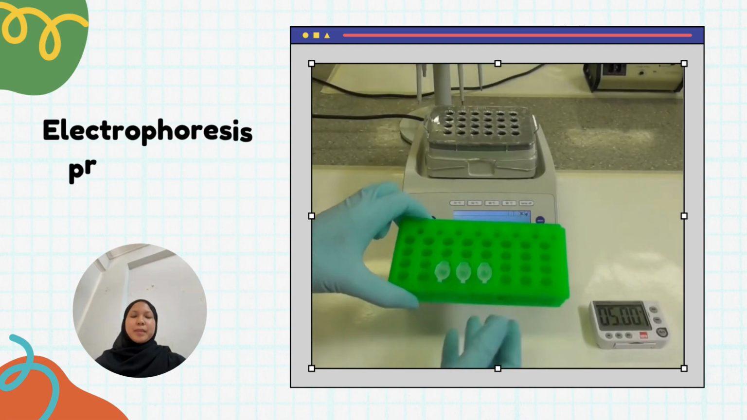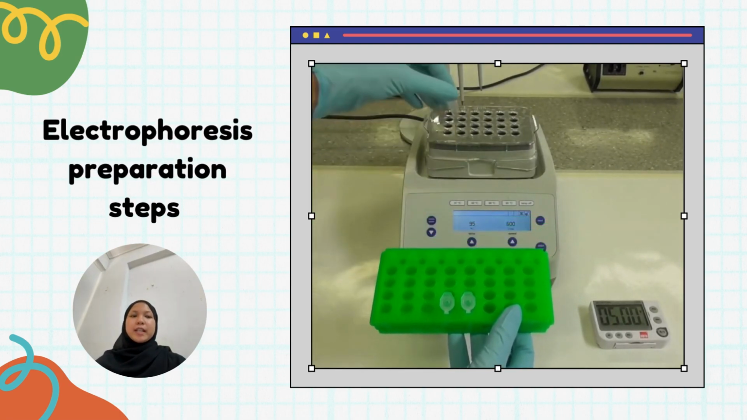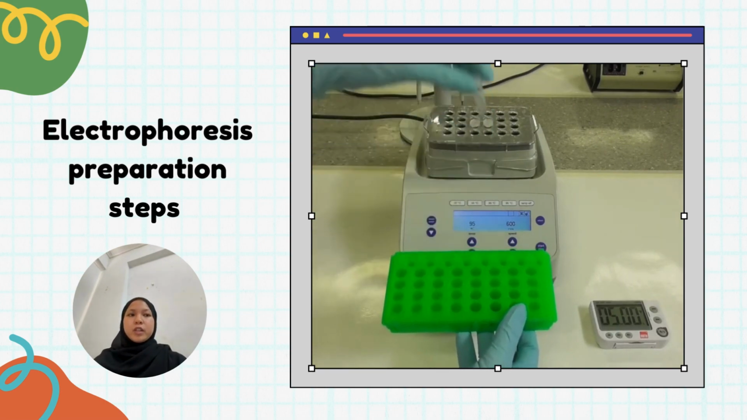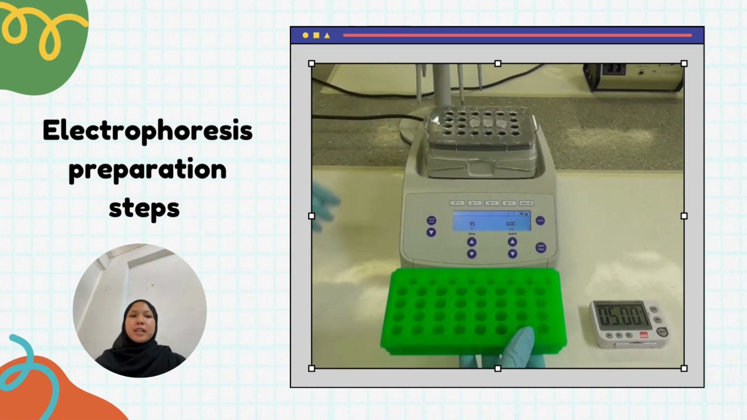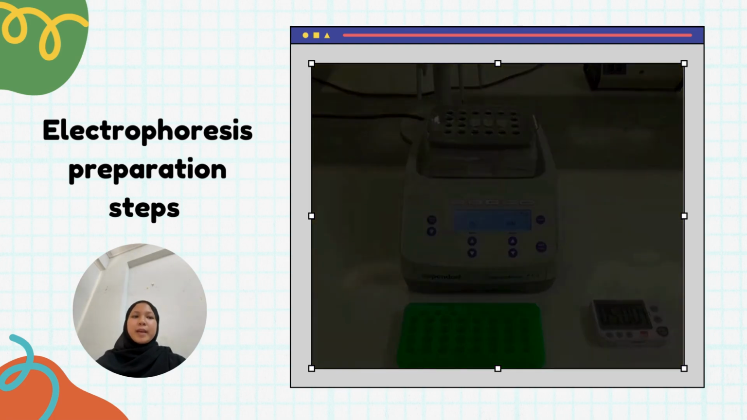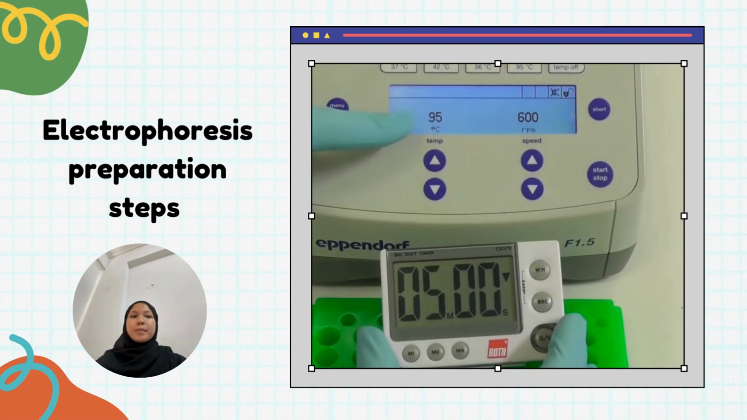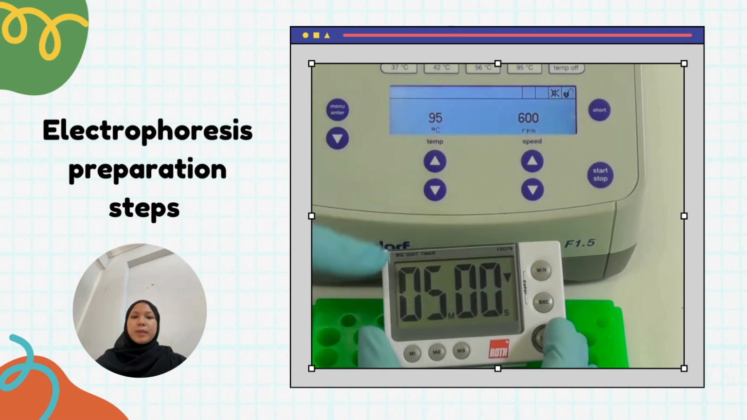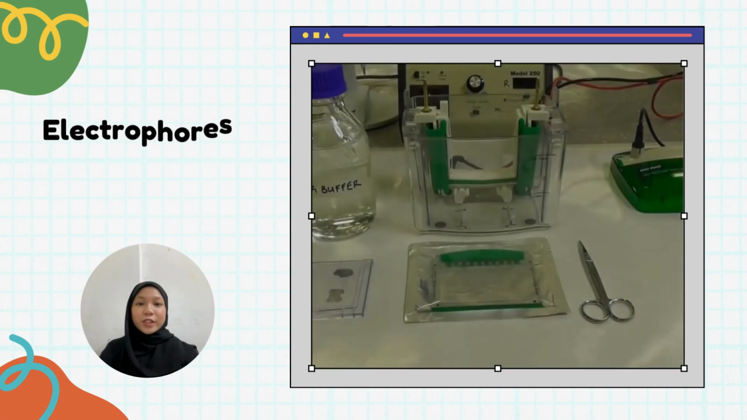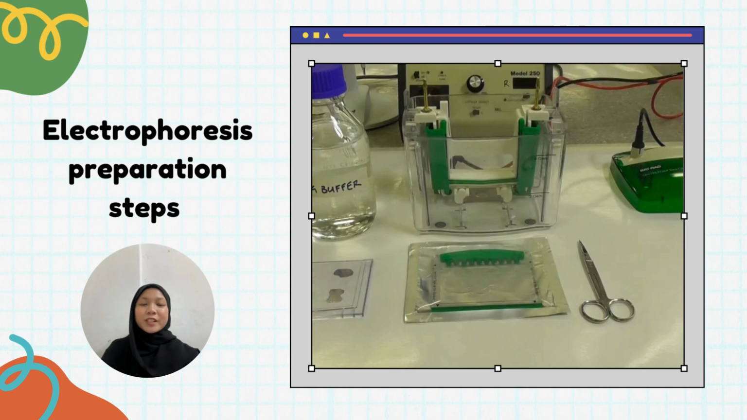Samples are prepared by mixing them with denaturing loading dye in a small 1.5 ml centrifuge tube. Before loading into the gel, the samples are placed in a heating block set at 95 degrees Celsius at 600 rpm for 5 minutes. While the samples are heating, the gel running apparatus is assembled. In this video, they are using precast gel.